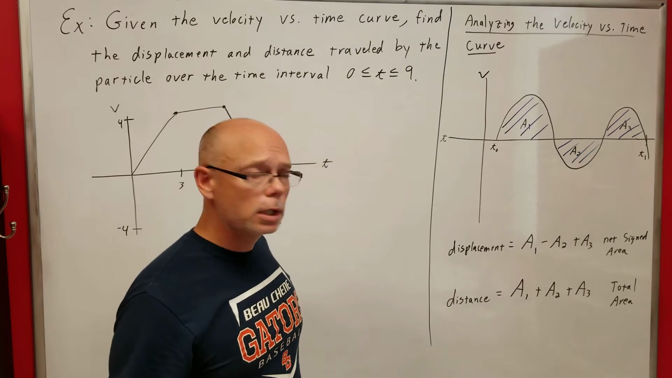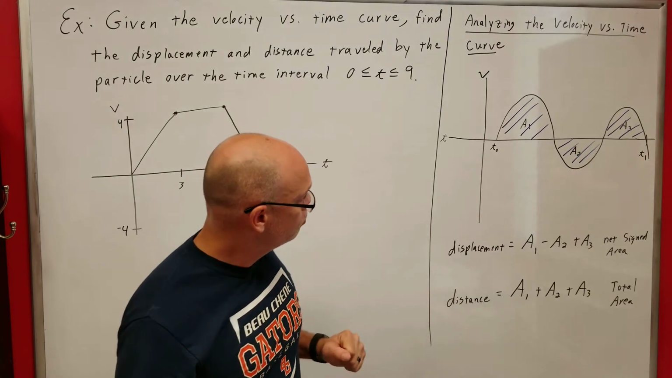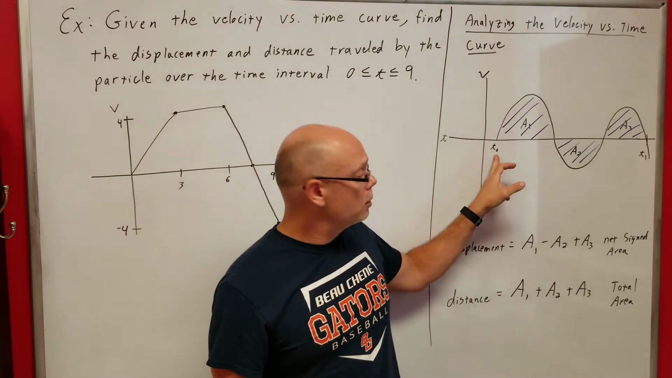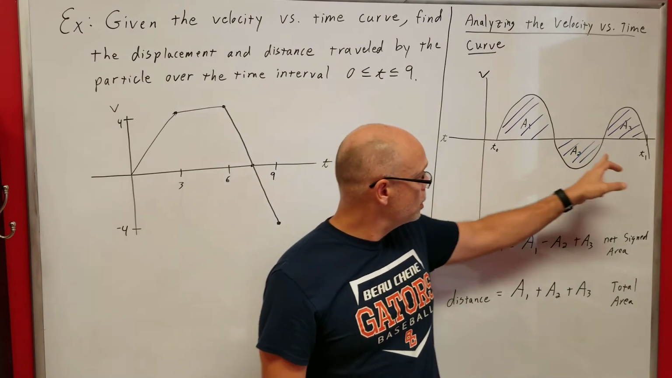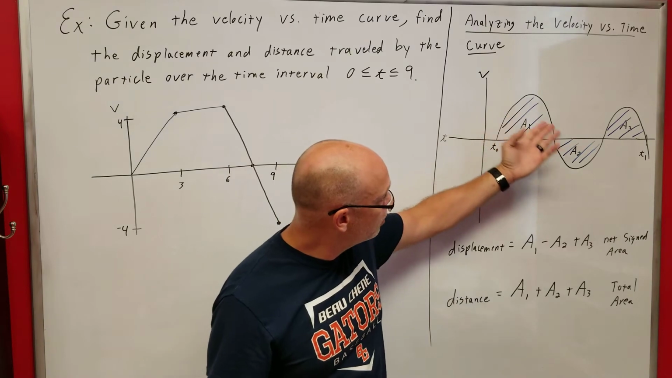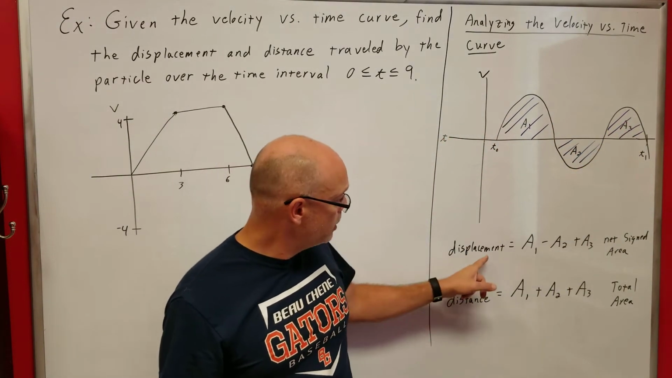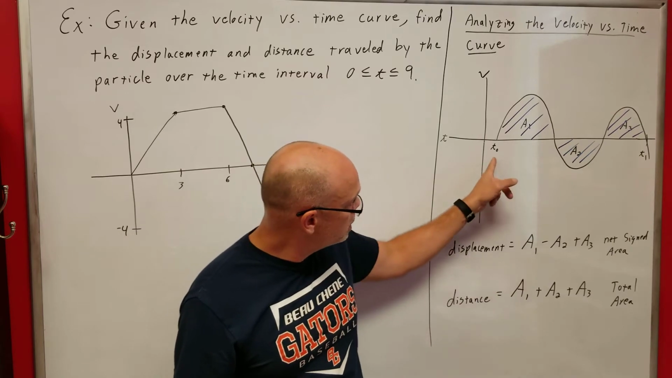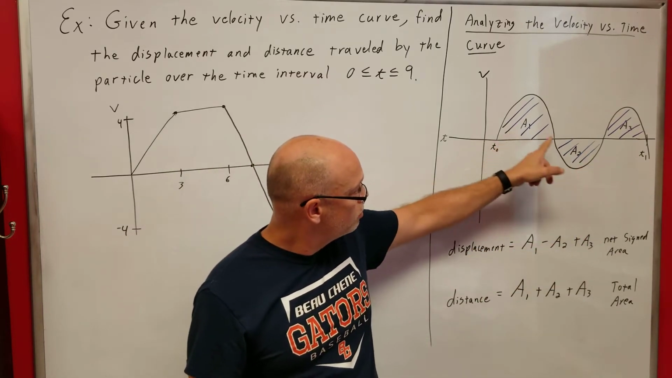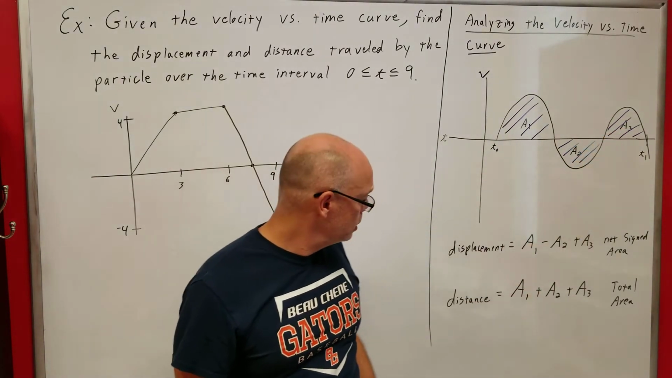Let's suppose I want to calculate, if I'm given a drawing like this, the displacement from t subscript 0 to t subscript 1, okay? And this is area 1, that's area 2, that's area 3, okay? What does it tell me for the displacement between t subscript 0 and t subscript 1? You take area 1, you subtract out area 2, and you add area 3.